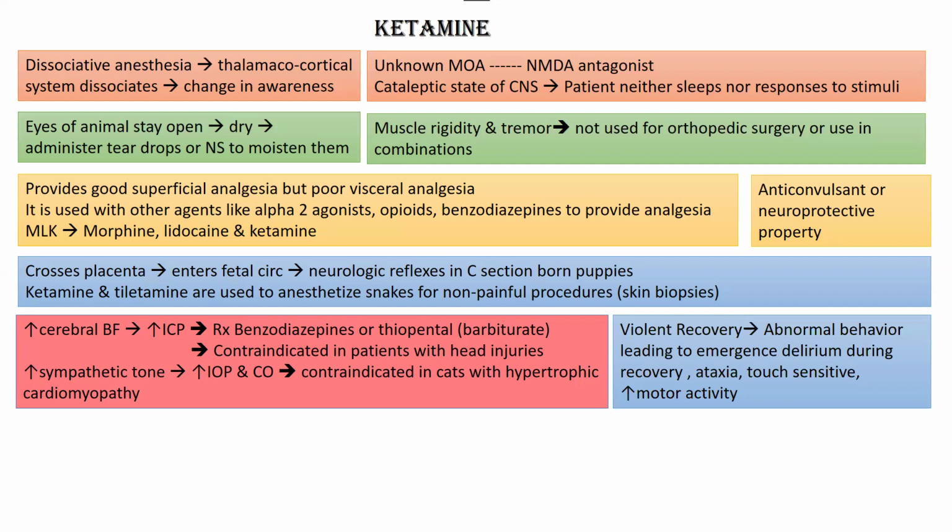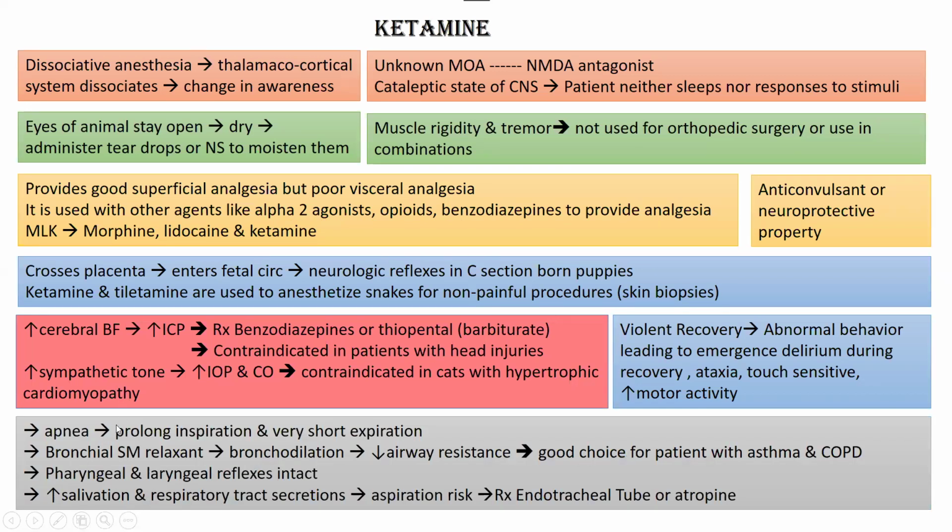And that is why we always use ketamine with some other anesthetic agent. We always use ketamine in some balanced anesthesia. So the shortfalls of ketamine, like this violent recovery and muscle rigidity, are balanced by the use of some other anesthetic agent, like we have mentioned here, alpha-2 agonists, opioids, benzodiazepines. Otherwise never use ketamine alone, because you will have violent recoveries.